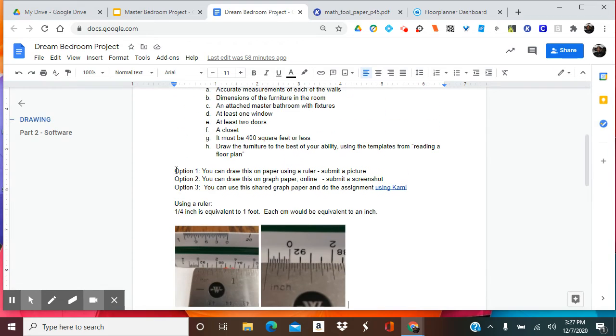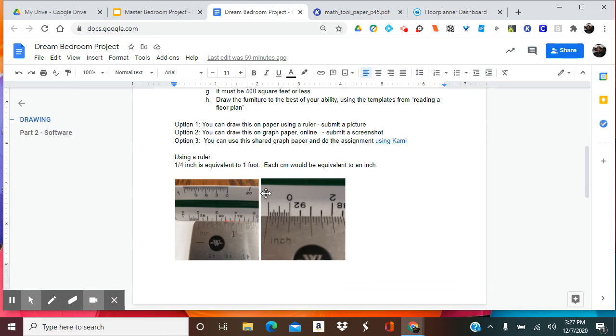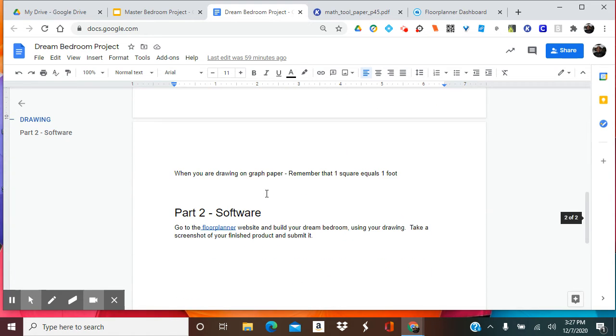These are your options for your drawing. You can draw on paper using a ruler. You're going to just take a picture of your final drawing and submit that. Or you can draw using the online graph paper, submitting a screenshot. Or you can use this shared graph paper and do it as a Cami assignment, which I have linked right here.